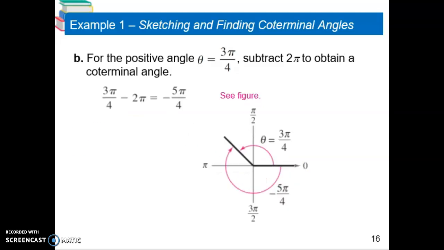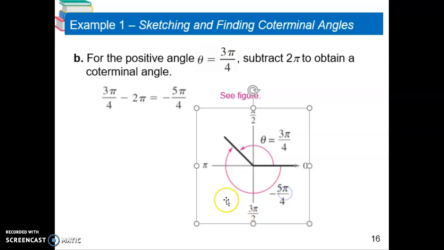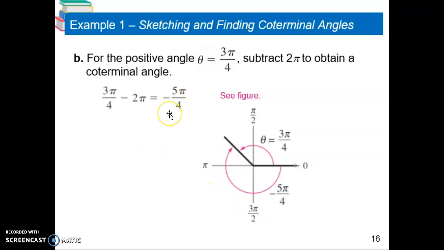In this example, we're given a positive angle theta equals 3 pi over 4, and the angle is drawn here in the picture as well. If we wanted to find a coterminal angle, once again, we're going to subtract 2 pi so that we can go in the negative direction instead, and we can find a coterminal angle with a value of negative 5 pi over 4.